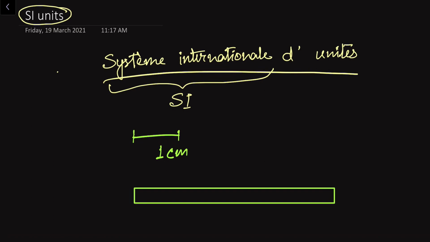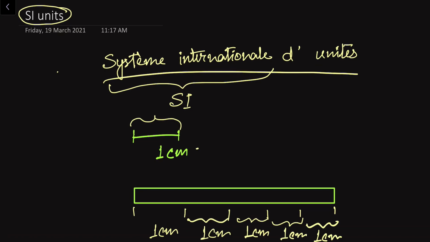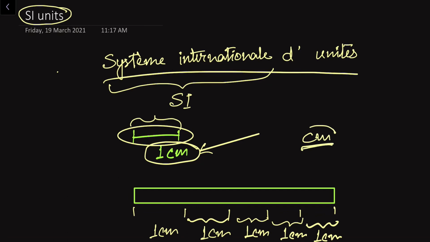Now measure this rod. This much length is called 1 centimeter. So how many 1 centimeter sections will be there? From here to here it's 1 centimeter, 2, 3, 4, 5 centimeters. Suppose we have 5 sections of 1 centimeter each. So this 1 centimeter is a basic reference, or we can say the internationally accepted reference of 1 centimeter. This much length is called 1 centimeter. So centimeter is the unit here, and cm means centimeter.